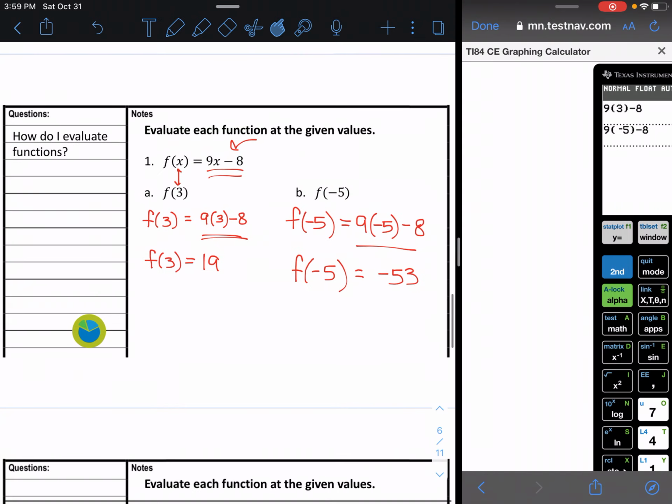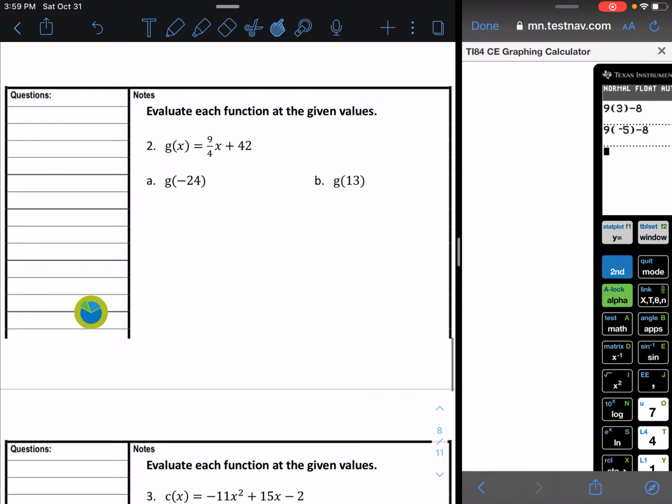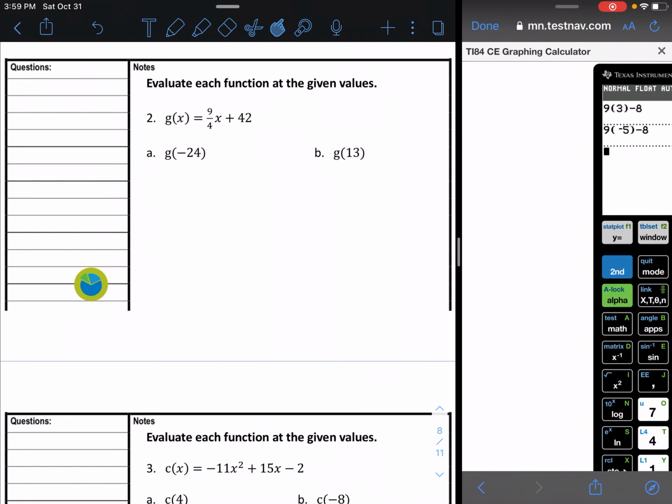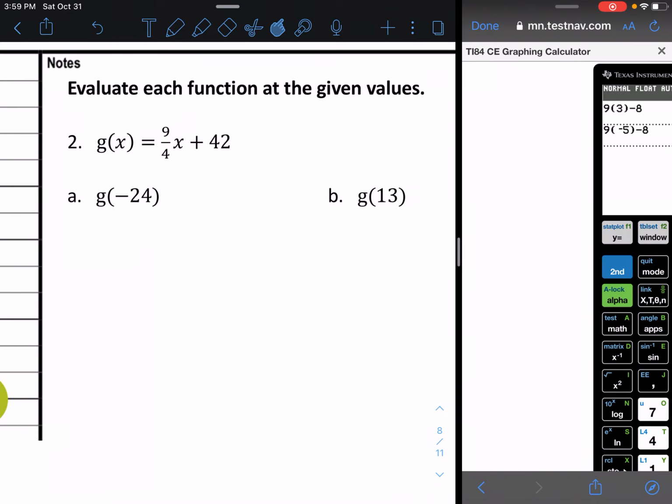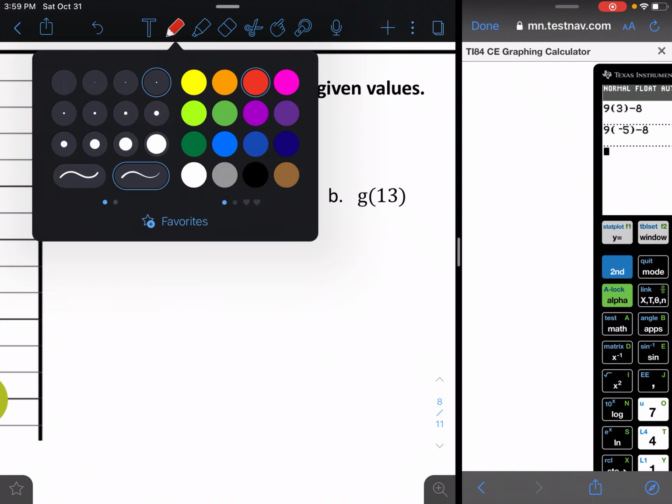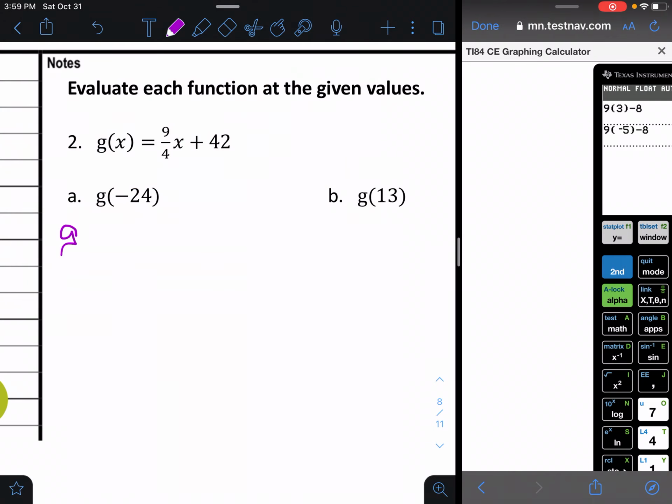Let's go back to this. All right, so now, what if I have fractions in here and I have some weird things like this? Now notice this function says g of x. Same thing, g of x just means y, but our function says 9/4 x plus 42. Okay, so then they want us to find g of -24. So what we're going to do is write it first. So g of -24 equals 9/4 times, so I'm going to put that in parentheses, -24 plus 42.